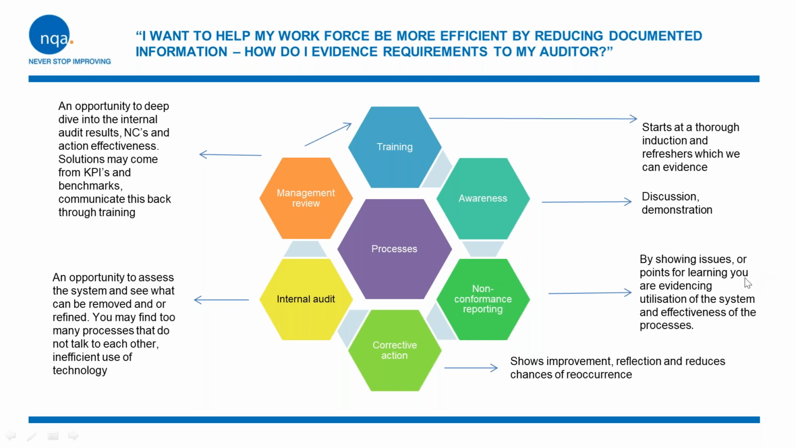non-conformance reporting, by showing issues or points for learning, your evidence and utilisation of the system, the effectiveness of the processes. So again, comes back to training, doesn't it? So it's learning from the issues. We should hopefully see an improvement in awareness, so we documented that non-conformance, but what is it we do with it? We train people so it doesn't happen again, and so we can work better and more efficiently. Corrective action shows improvement, reflection, and reduces the chance of occurrence, okay? So again, linked straight through into training. It's all about the learning.